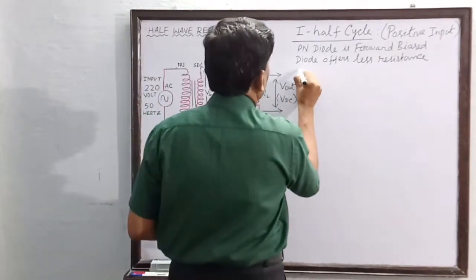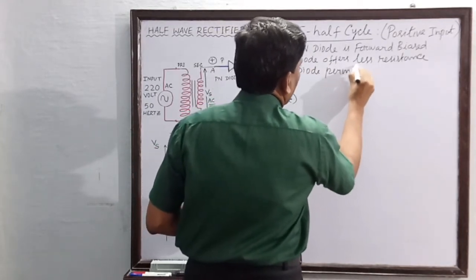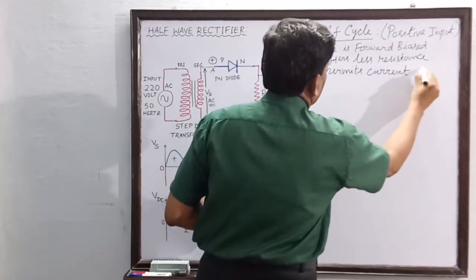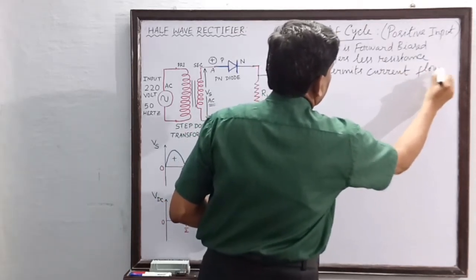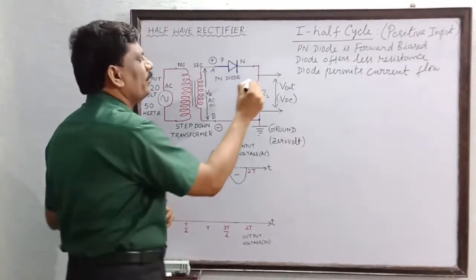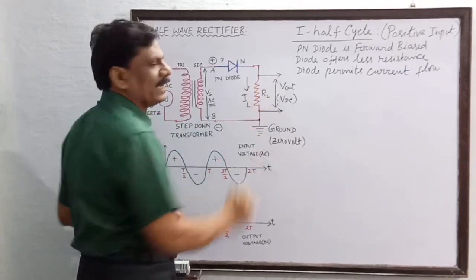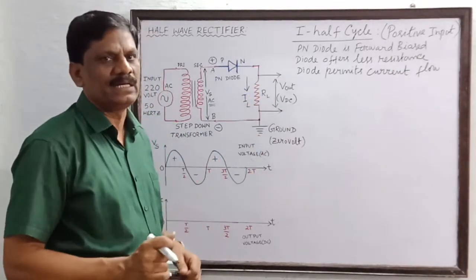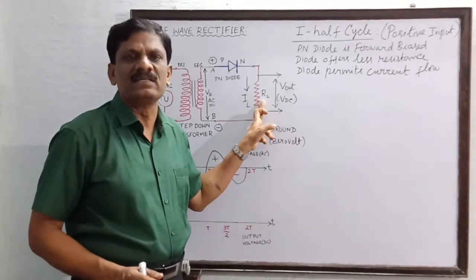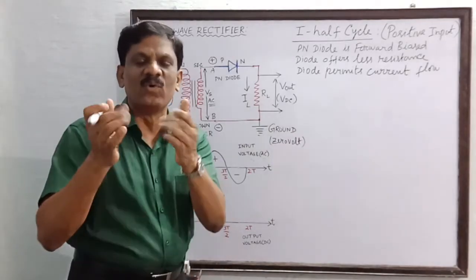Okay, students, so the diode permits current. The diode permits the current flow. So the diode conducts current. As a result, what will happen? Through the diode here, a current is flowing, say load current. I will call it the load current. So when some current is flowing through this resistance, the product of current and resistance will be equal to the voltage.